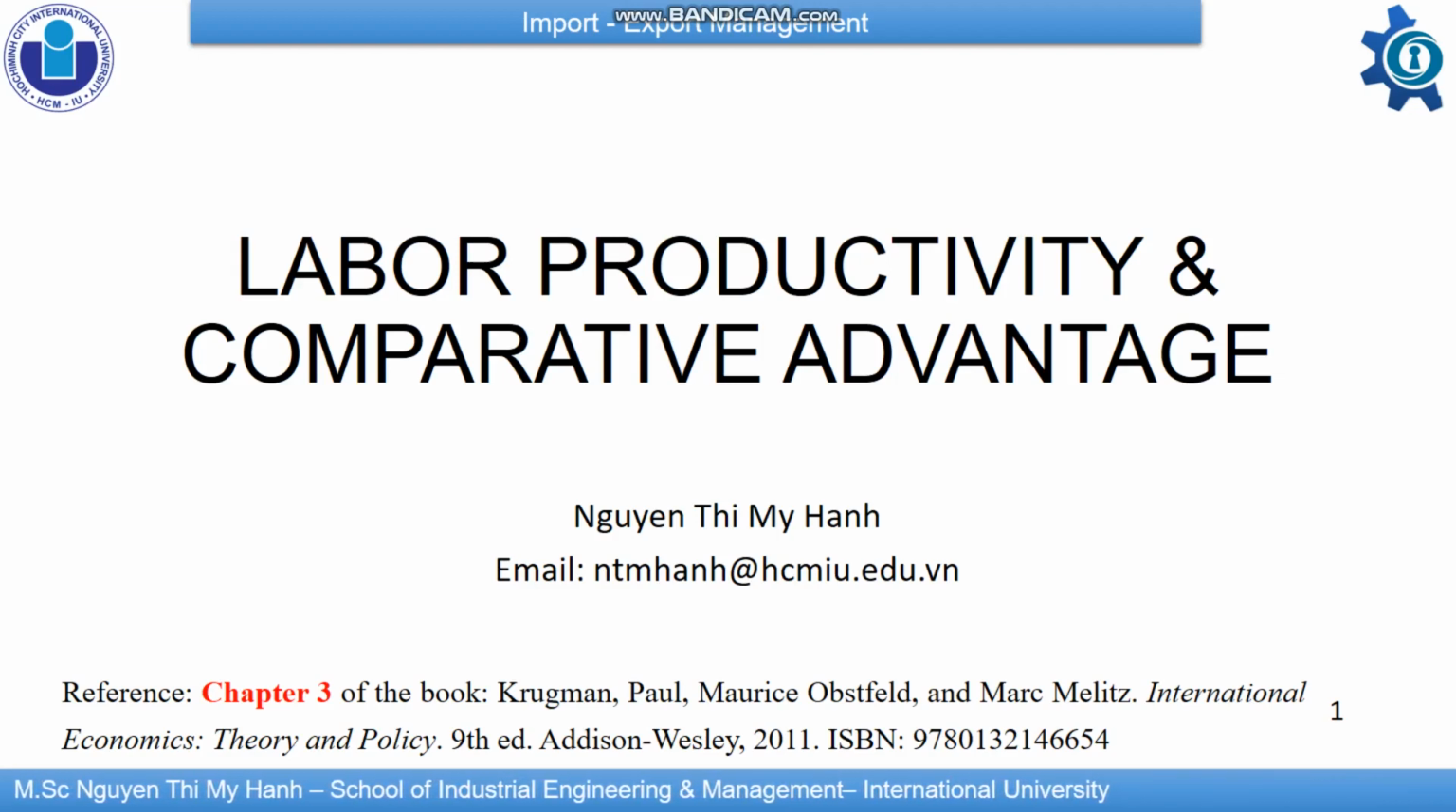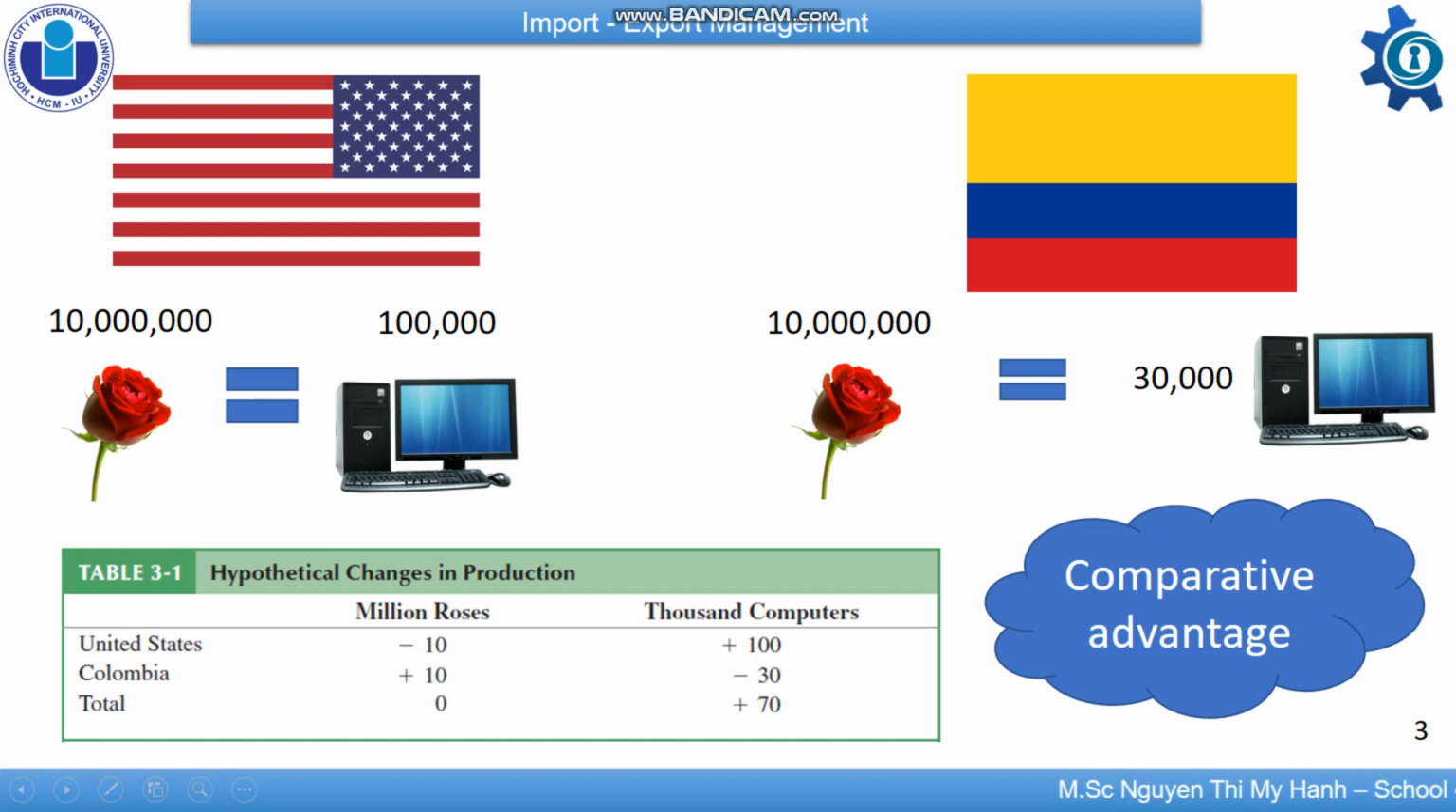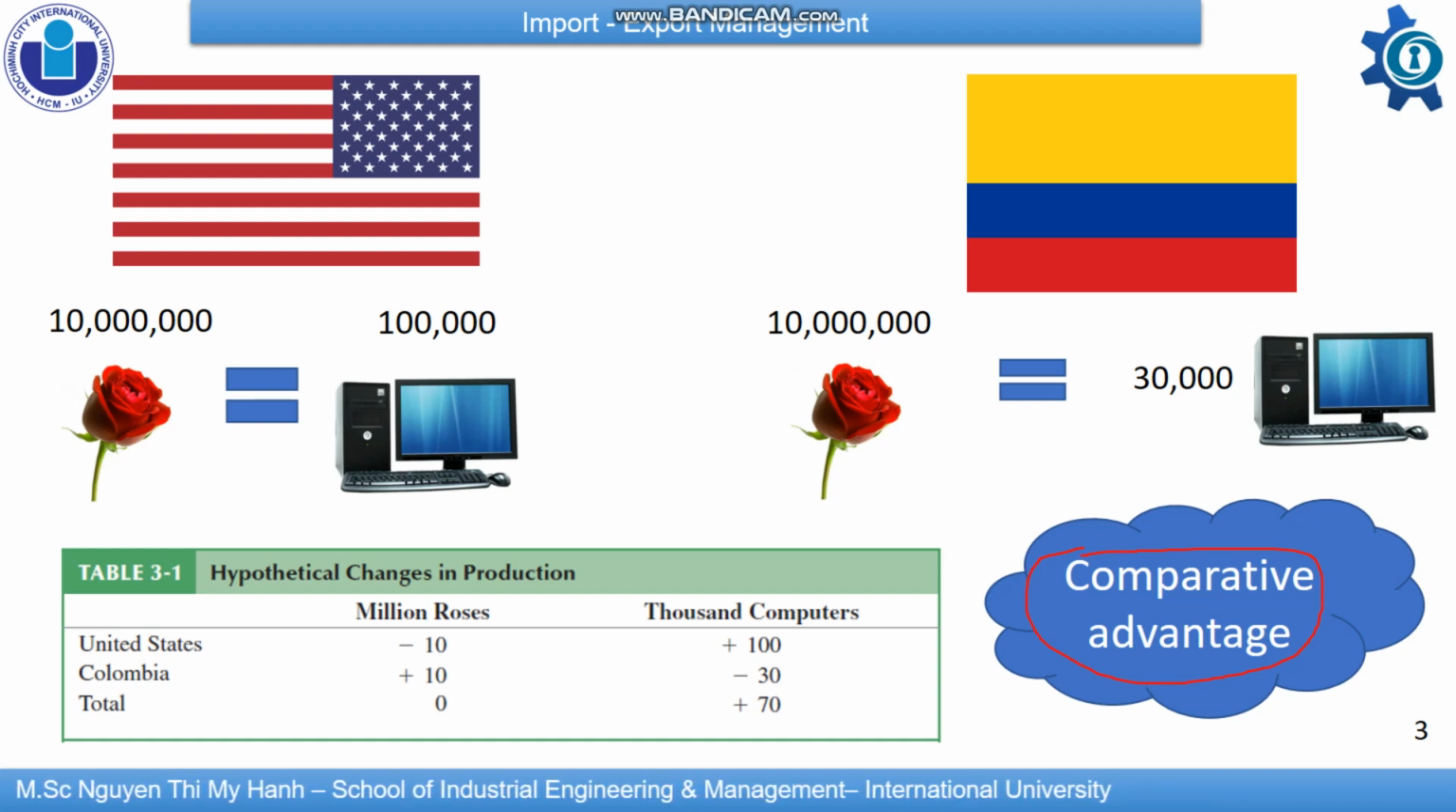In the last lesson, we already learned about the overview of import and export management and also the comparative advantage. I gave you this example last week that is about US and Colombia. So, do you still remember what is comparative advantage? A country has a comparative advantage in producing a good if the opportunity cost of producing that good in terms of another good is lower in that country than it is in other countries. So let me remind you about the example about US and Colombia.